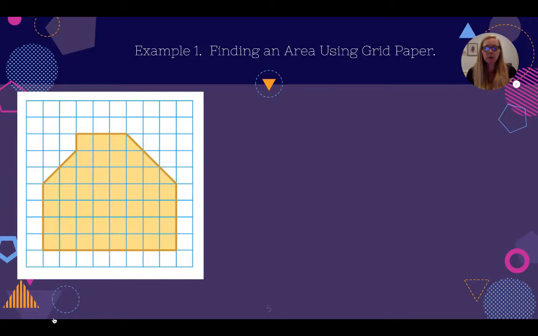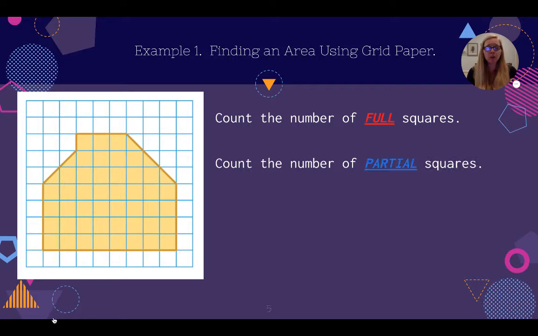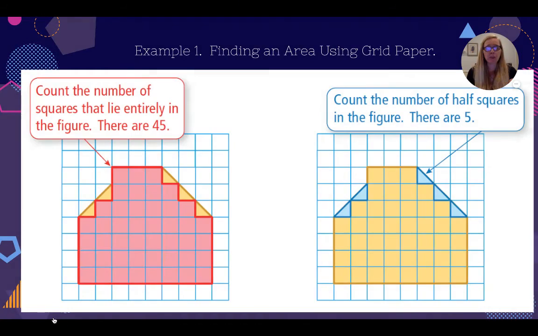Our first example, we're going to be using grid paper to find the area. So you are basically finding how many little unit squares make up our figure. So you're going to be looking at the number of full squares as well as the number of partial squares and basing it on that information.